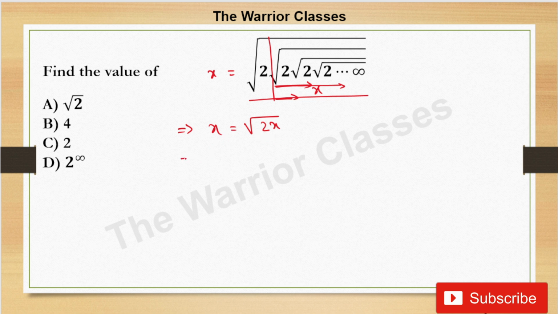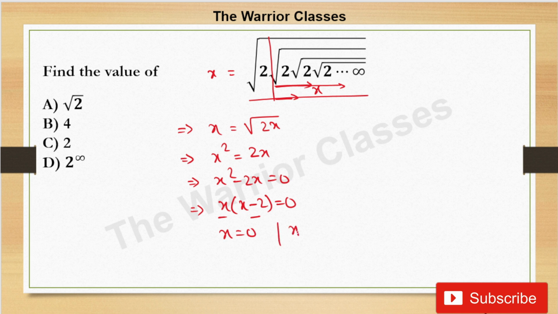Now in the next step, we will have to square both the sides. On the left hand side, it will be x square, and on the right hand side, square and square root will be cancelled, so it will be 2x. Now we take 2x to the left hand side: x square minus 2x equal to 0. Now from here we can take x common and what remains is x minus 2, and that is equal to 0. Now the product of two values is 0, so either x is equal to 0 or x minus 2 is equal to 0. So the value of x is 0, or x is equal to 2.